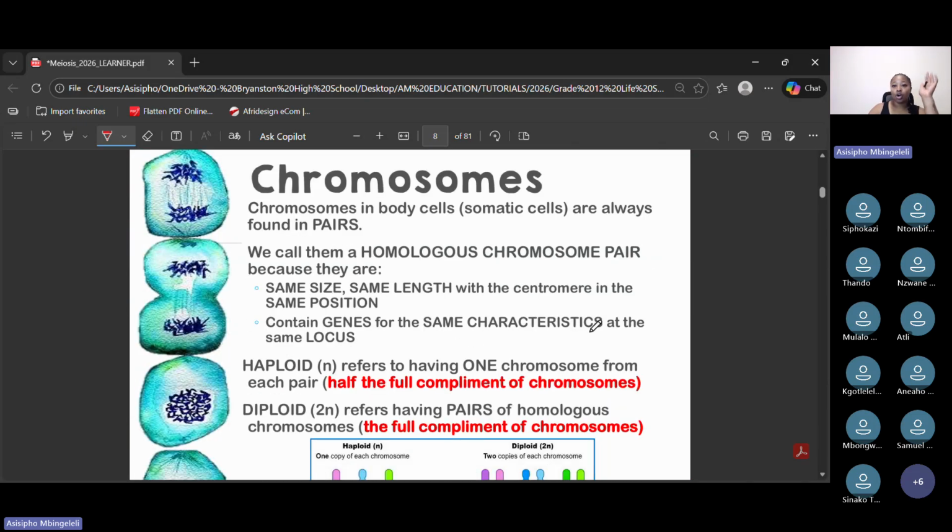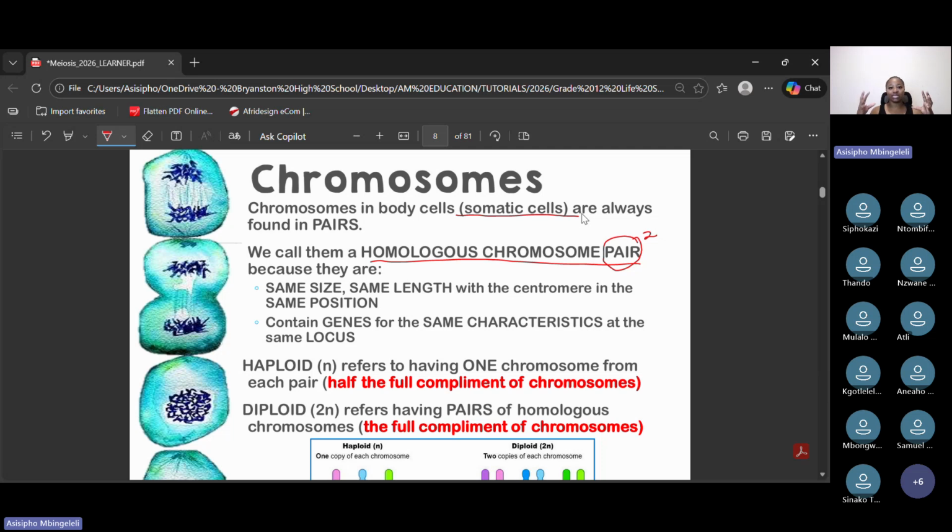Then we spoke about homologous chromosome pair. And the word pair means two. So when we look at the somatic cells, which are body cells, all of these chromosomes in body cells are always in pairs. Why are we finding them in pairs? Because for that particular pair, there will be a chromosome from the mother and a chromosome from the father that will determine certain characteristics for that particular pair.